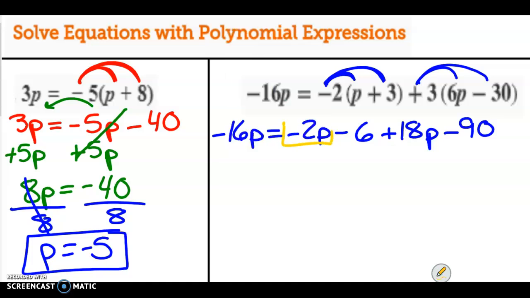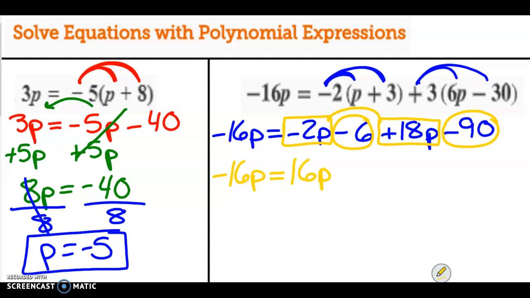So my like terms, I've got a -2p and a positive 18p, and then I've got a -6 and a -90. I'm just using different shapes here. So the left side has not been touched yet. It's still going to be -16p. That -2p plus 18p, well, just what's -2 plus 18? That's going to be 16, and that's my variable p. I have 16p, and then -6 minus 90 is going to be -96.